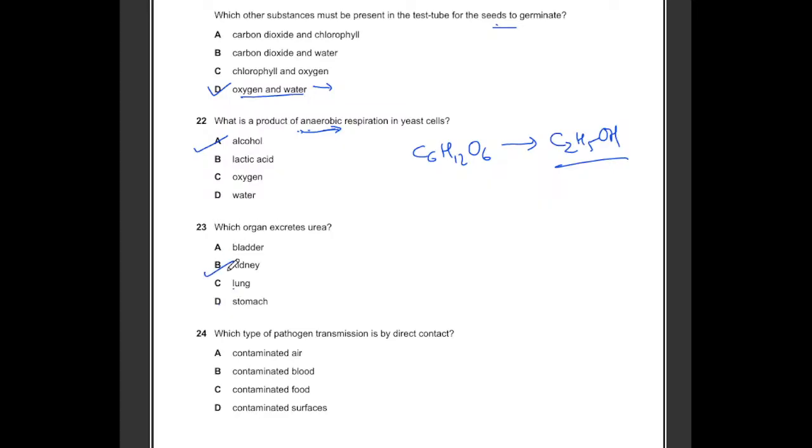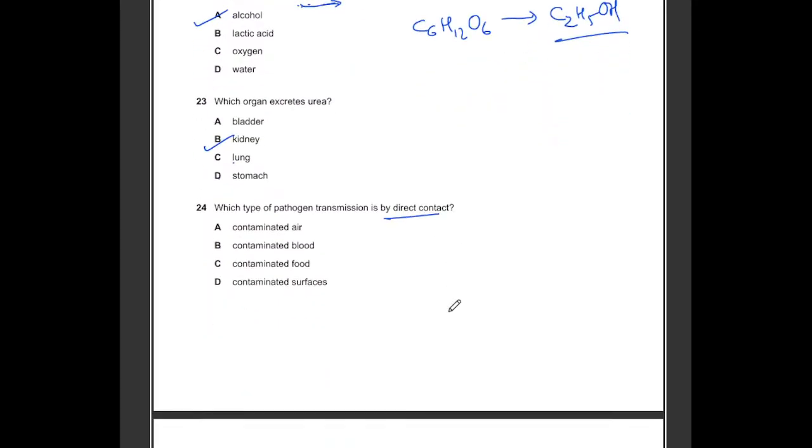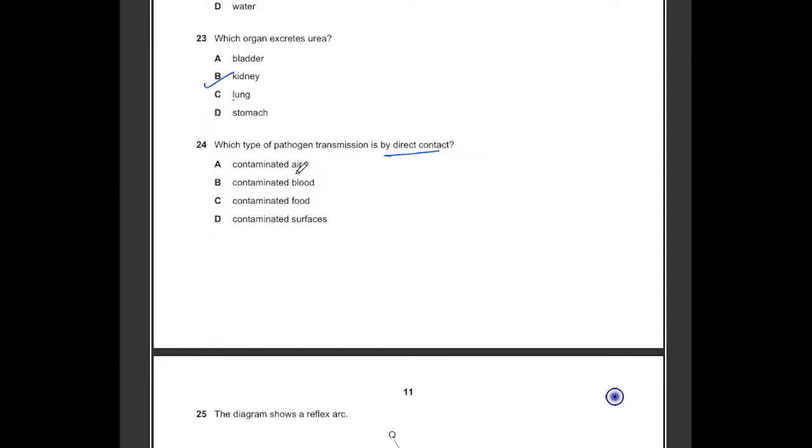Okay. Which type of pathogen transmission is by direct contact? Direct contact kind of thing. The options are air, blood, food, or surface. Which would be the correct one here? The one is direct transmission. That means the person is in direct contact. Air, indirect. Food, indirect. Spoiled. Okay. And then contaminated surface, no. So the correct answer will be B, because that's the direct contact.